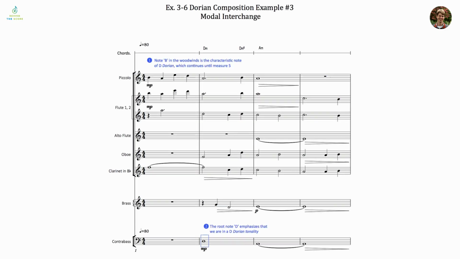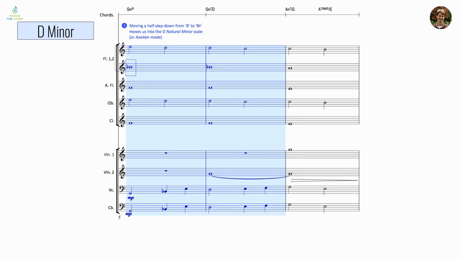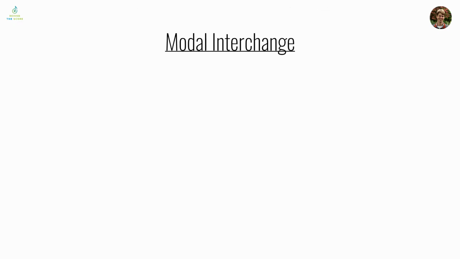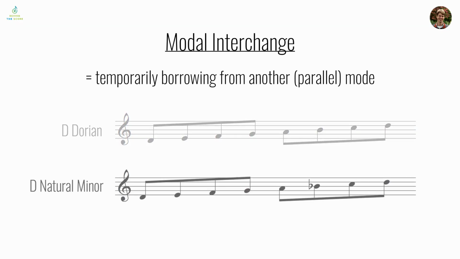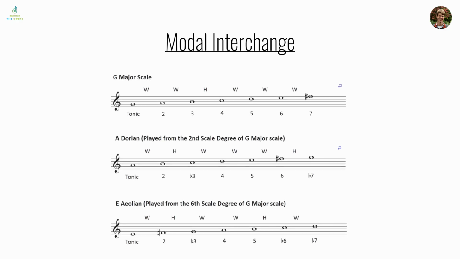So to recap, we started with the notes of D Dorian, we borrowed from natural minor, and then went back to Dorian. There's a term for this type of borrowing, and it's called modal interchange. All it means is we're in one mode, Dorian, and then we temporarily borrow notes from another mode, in this case, D natural minor. You might recall at the start of the course, we mentioned the natural minor scale is also a mode, and it's called Aeolian.